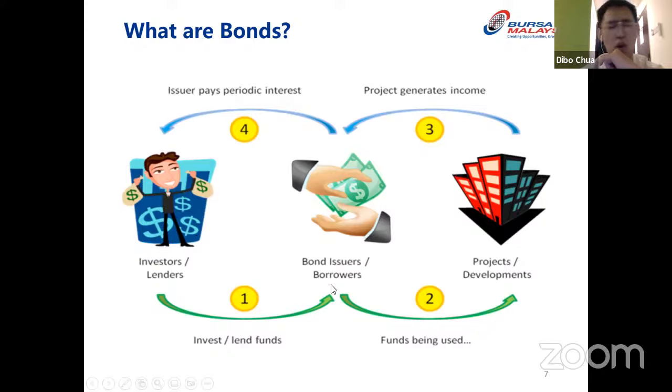Typically it's almost like a bank loan, but this time around, the lender itself is actually investors, like you, me, institutions, everyone. Doesn't necessarily have to be the bank. Even a bank can be a bond investor as well. So this is the interesting thing.